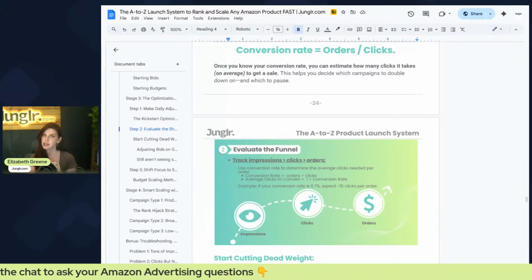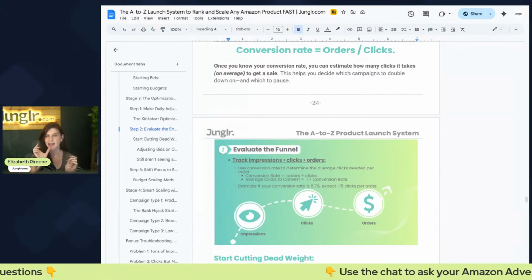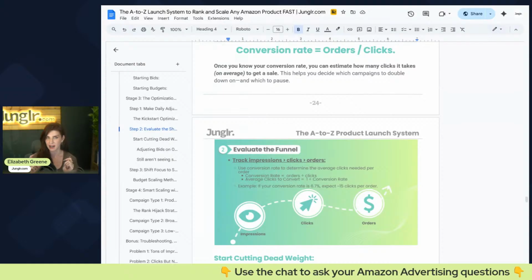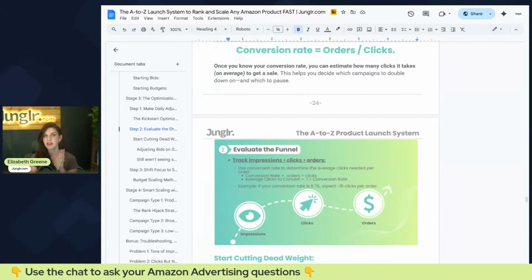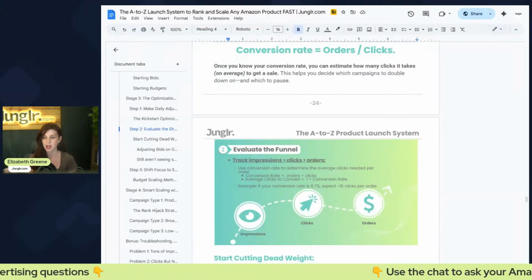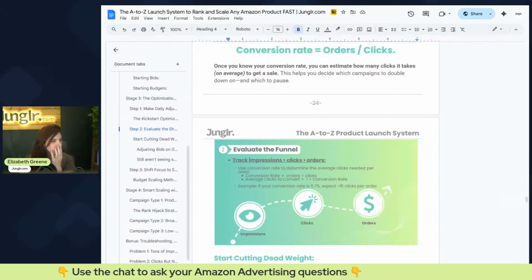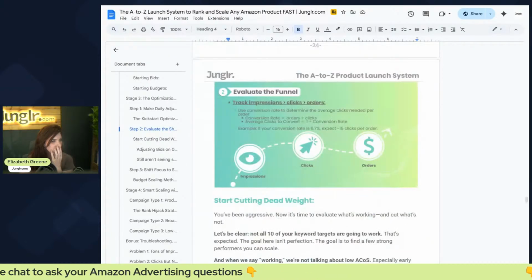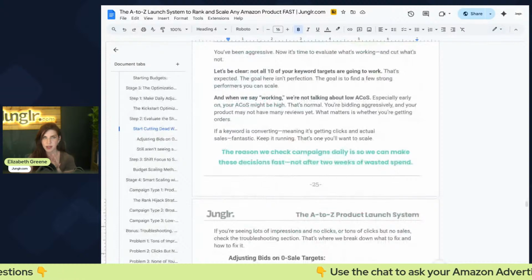Once you know your conversion rate, you do 1 divided by your conversion rate, and that gives you how many clicks on average it takes to convert an order. And from there, you can say, have I gotten enough clicks on average through this keyword to determine if it converts or if it doesn't. Our goal, again, is not profitability right now. What we're trying to determine is, do they convert or not?